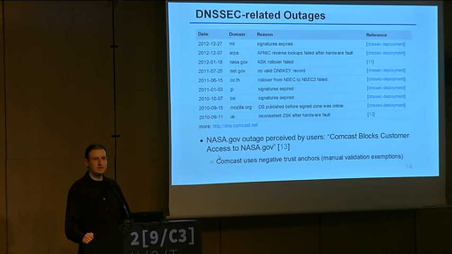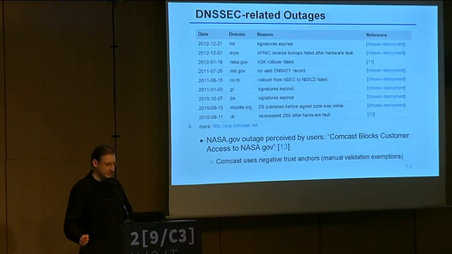Well, there is one large US provider, Comcast, which has validation enabled for all customers, and they have millions of customers. And what happened when validation failed on Comcast resolvers? Well, users said, hey, Comcast is blocking NASA.gov. My friend, he works for another ISP or has another ISP connection. He can access NASA.gov, but I can't. It's Comcast's fault. And actually, it's NASA.gov's fault because they made the error on the DNSSEC zone.